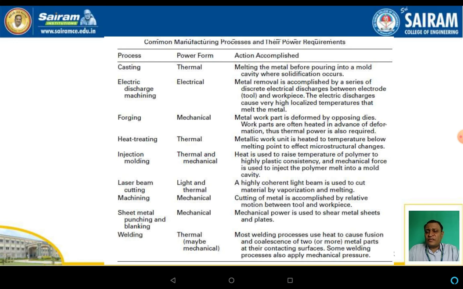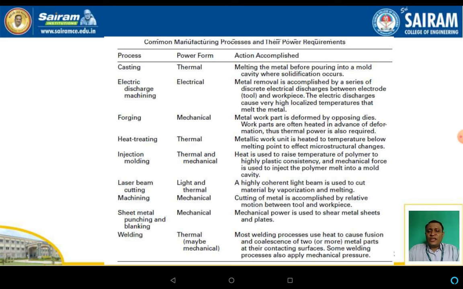Forging is the process, but the power form is nothing but the mechanical. The metal work part is deformed by the opposing die. In the same way, for heat treatment, thermal power is required. For injection molding, thermal and as well as mechanical power is required. For the sheet metal process, even there also mechanical power. For welding, thermal or it may be mechanical power.